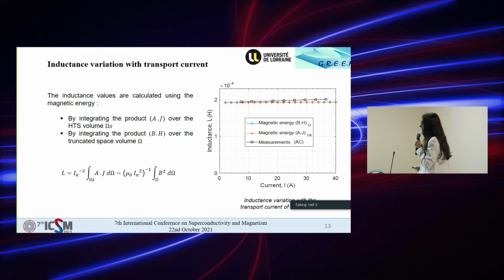We can see that at low current, we have similar results, but when increasing the current, the experimental results show an increase of 3% of the inductance, but the simulation predicts only a 0.7% increase of the inductance, even when we take into consideration the elliptical cross-section of the HTS coil.